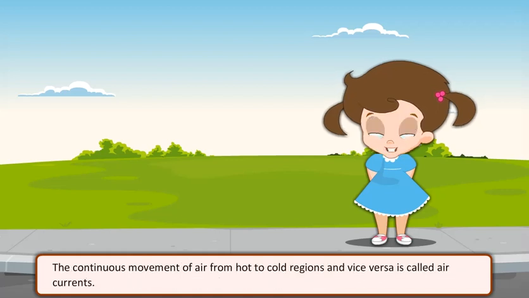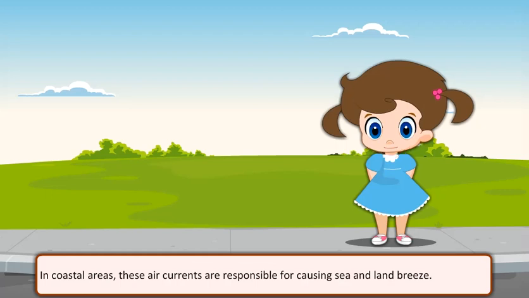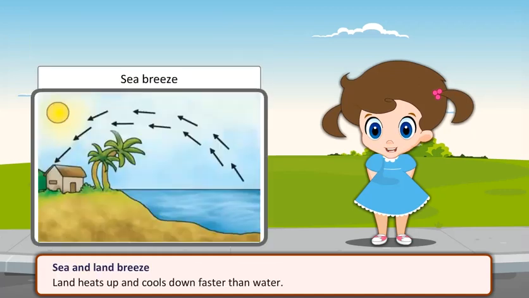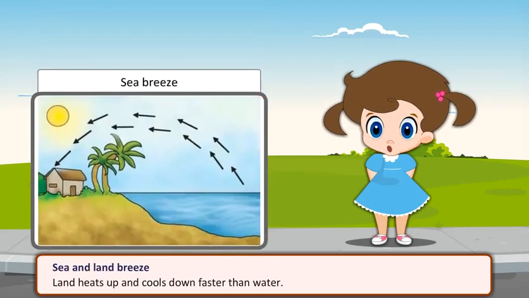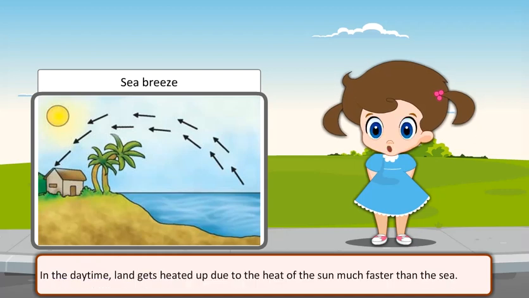The continuous movement of air from hot to cold regions and vice versa is called air currents. In coastal areas, these air currents are responsible for causing sea and land breeze. Sea and land breeze. Land heats up and cools down faster than water. In the daytime, land gets heated up due to the heat of the sun much faster than the sea.